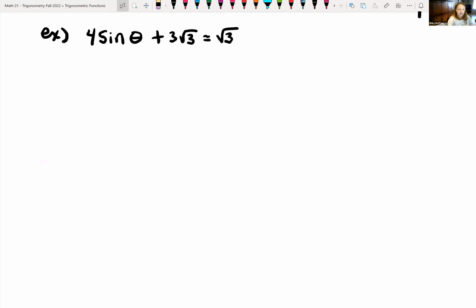So looking at our equation, we have 4 sine theta plus 3 root 3 is equal to root 3. And we want to solve this for theta, find all the exact values of theta between 0 and 2 pi. So again, if there's a single trigonometric function, you're going to isolate that on one side of the equation. So we want to get rid of that root 3. So we could subtract 3 root 3 on both sides.